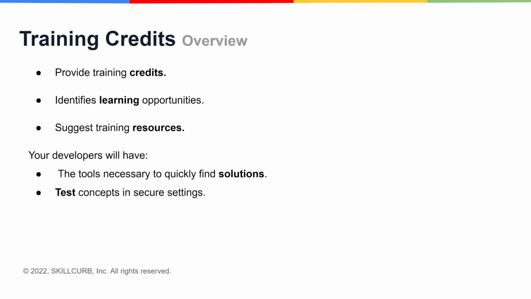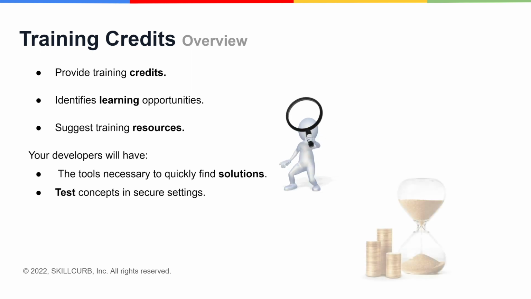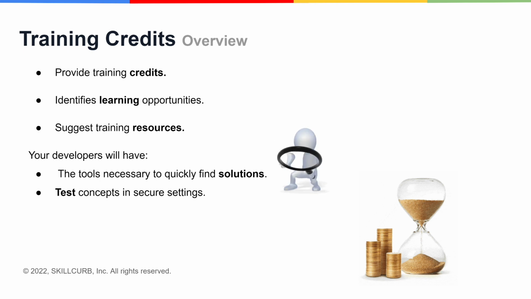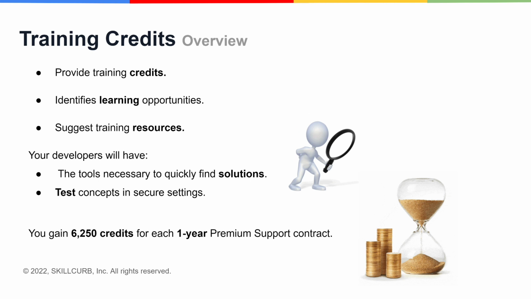You can provide users in your company training credits for the Google Cloud Skills Boost when you purchase premium support. Your TAM identifies opportunities for learning and suggests the training resources that will be most helpful to your company. Your developers will have the tools necessary to quickly find solutions and test concepts in secure settings. You gain 6,250 credits for each 1-year premium support contract.